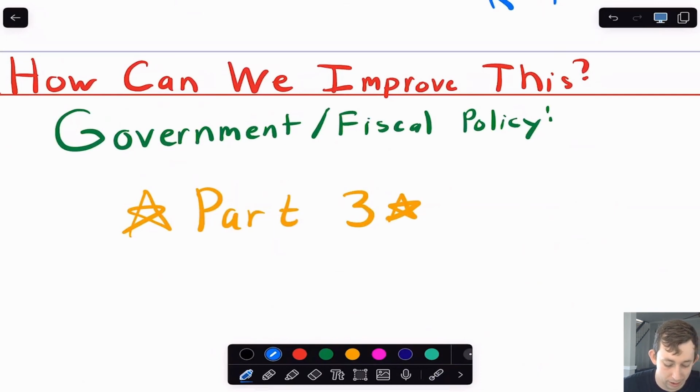And the answer to this question is through government and fiscal policy. So we need to put some government into the model. And so part 3 is going to be where we put government into the OLG model, and we show how that can make this overlapping generations model better in terms of allowing people to smooth consumption over time.